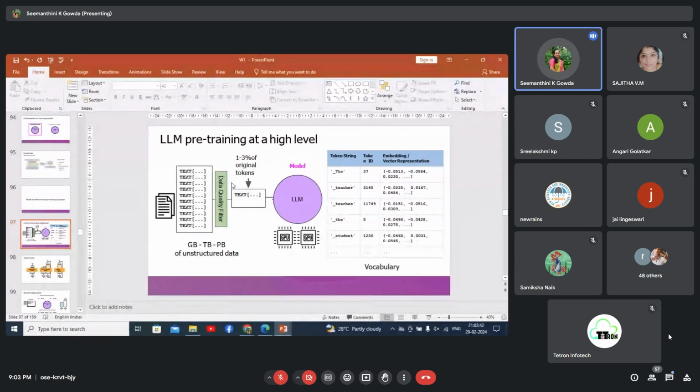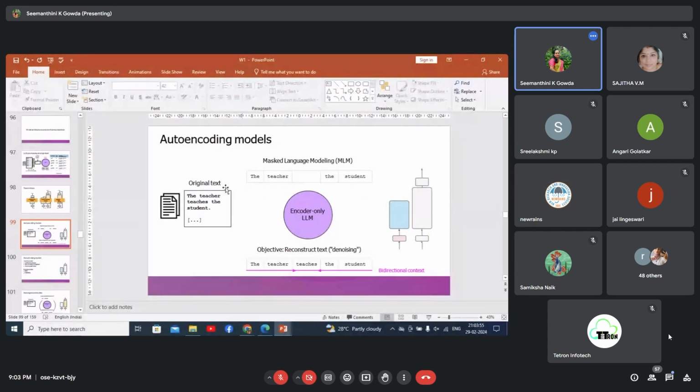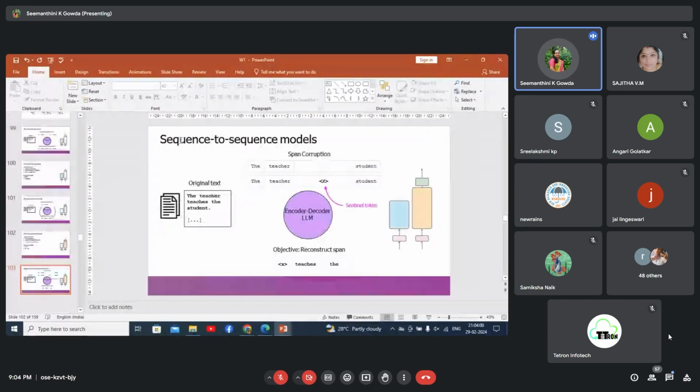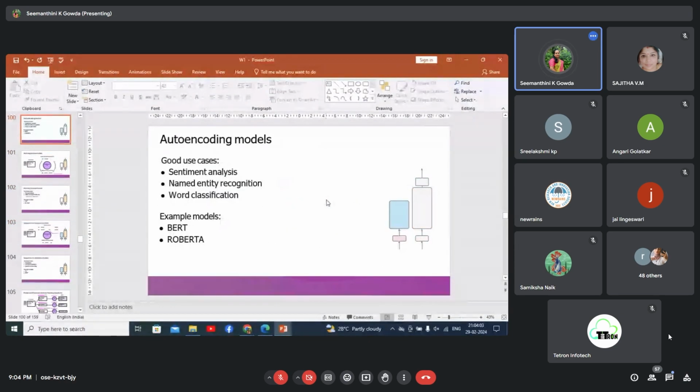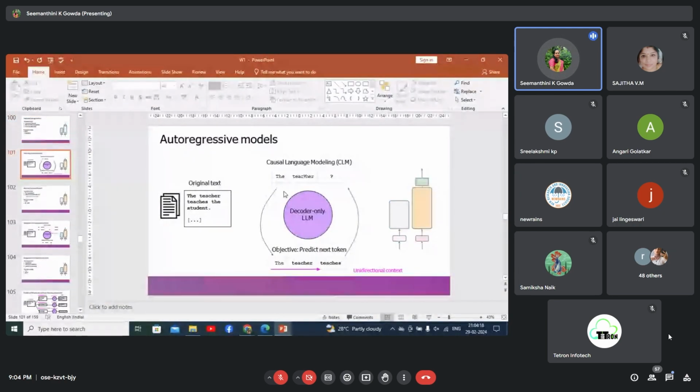This is what we were talking about with respect to the LLM pre-training model. We have a text, and the text will be given to the LLM model. Based on that, it is going to generate the required data. We have three different types: auto encoding, auto regressive, and sequence to sequence models. In auto encoding, when we have only encoding, you can perform operations like sentiment analysis, named entity recognition, and word classification. The most commonly used models are BERT as well as RoBERTa, for the encoding mechanisms.